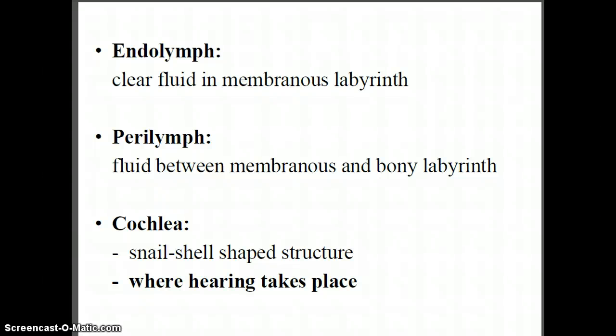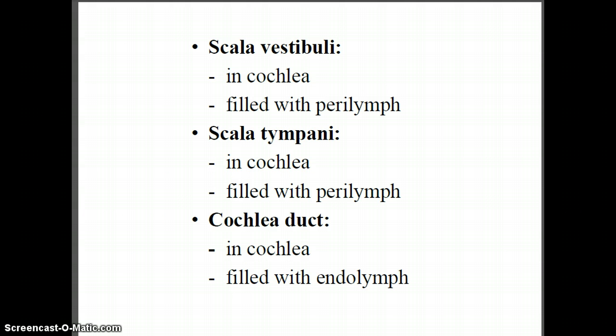The cochlea is actually a snail shell-shaped structure, and this is where the actual sensation of hearing is generated. The perception of hearing is in the temporal lobe, but the impulses for hearing take place in the cochlea, where the sound waves from the external and middle ear, from the tympanic membrane, are translated into nerve impulses, which will then be sent to the temporal lobe of our brains, and we will detect hearing.